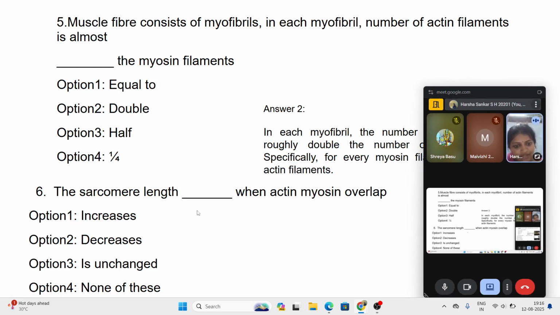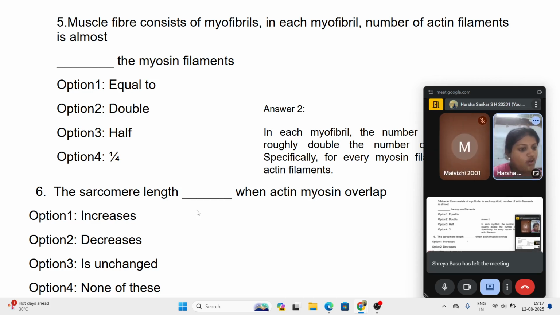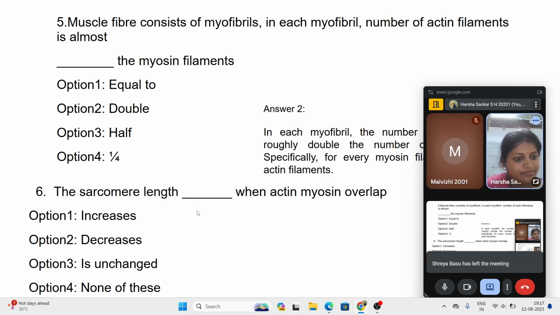Sarcomere length dash when actin and myosin overlap. Option 1 increases, option 2 decreases, option 3 unchanged, option 4 none of these. Sarcomere length dash when actin and myosin overlap. What is the correct answer?